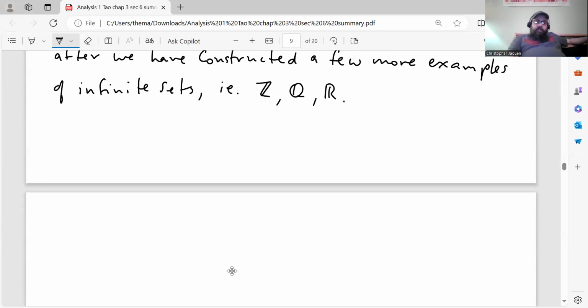So let me just stop sharing my notes for a second. Okay, so that's the summary for 3.6. 3.6 is the last section in chapter 3 here. So all we have left to do in chapter 3 is the exercise set for 3.6, and then we're on to chapter 4. The only thing is the exercise set for section 3.6 is a little bit long, so it's going to take me a little bit of time to get through the exercise set there.